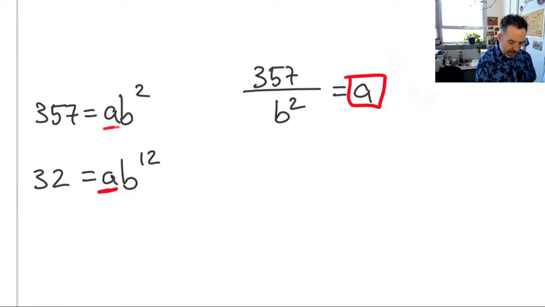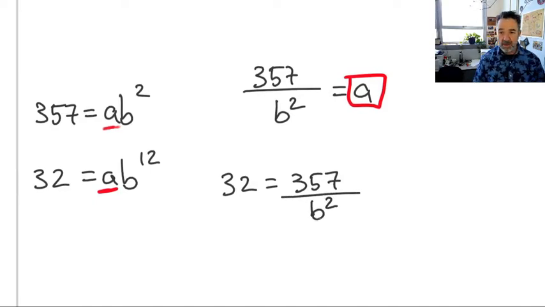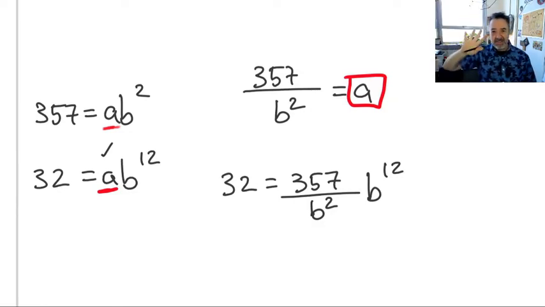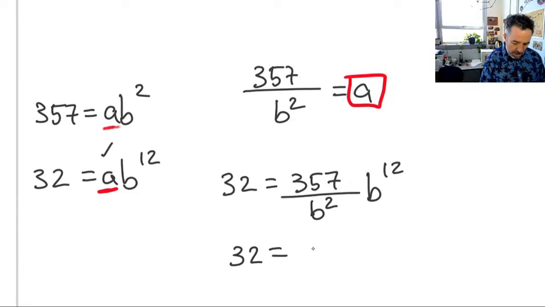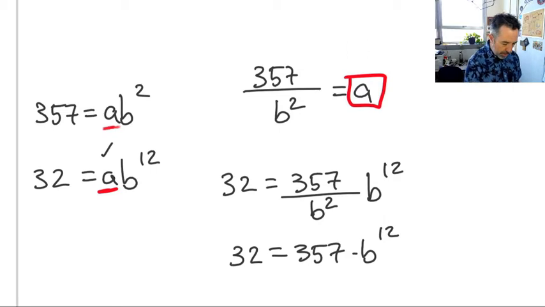So that's going to become the number 32, and that will equal 357 divided by B squared. So what did I just write? I just wrote A. Check. What else do I have to write? I have to write B to the 12th, so times B to the 12th power. I can see I've got B to the 12th in the top and B to the second power below, so when I simplify that, I'm left with 10 factors of B, 12 minus 2, in the numerator. So this is the same as 32 equals 357 times B to the 10th power. 12 minus 2 is 10.